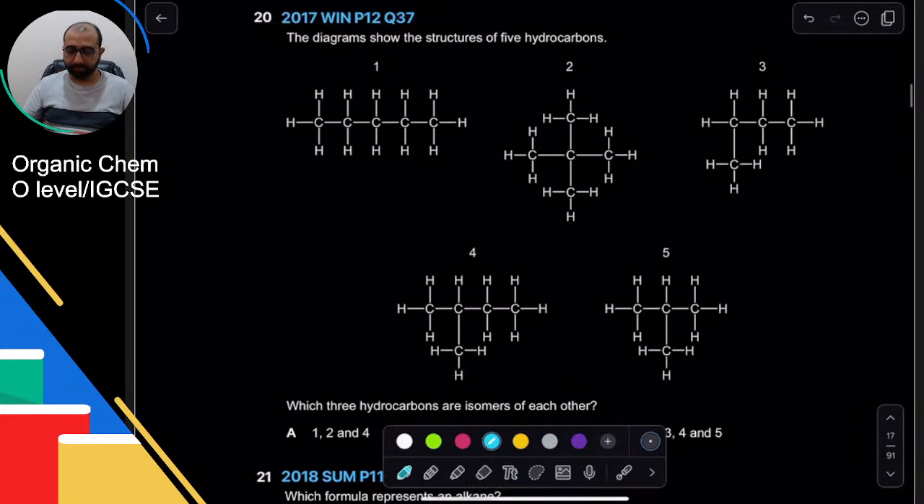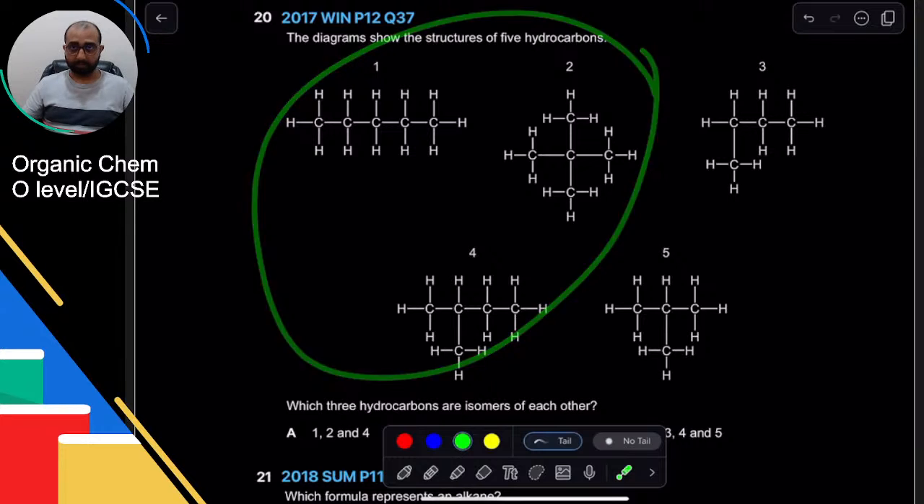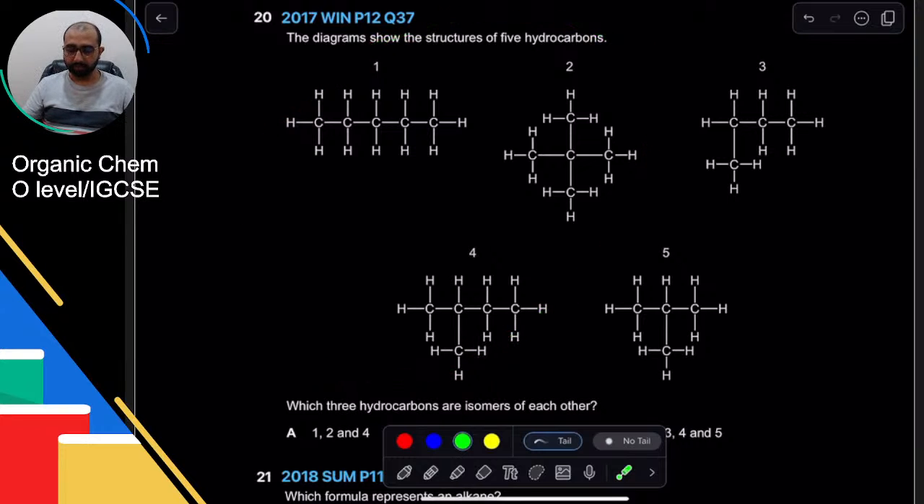The diagram shows structure of 5 hydrocarbons. Okay, these have been given in front of you. Which 3 hydrocarbons are isomers of each other? So again, the ones that have the same molecular formula, different structural formula. So let's see. How many carbons are in each? 1, 2, 3, 4, 5 carbons. This one also has 5, this has 4 and this also has 4. So these two may be isomers of each other, and these three may also be isomers of each other, because the number of carbons has to obviously be the same.